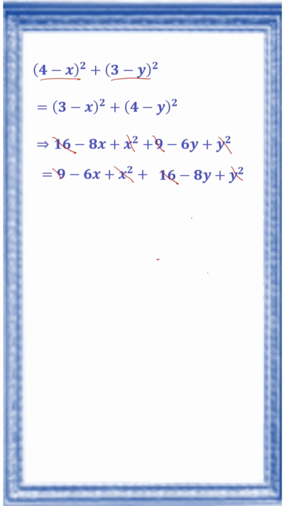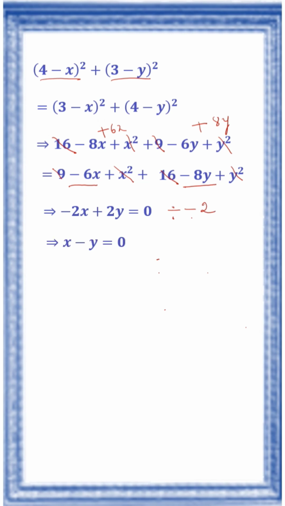Now transpose minus 6x to this side, means LHS plus 6x. Transpose minus 8y to this side, minus plus 8y. So it is equal to what? Minus 8x plus 6x, what is it? Minus 2x. Minus 6y plus 8y, what is it? Plus 2y is equal to 0. Let us divide it by what? Minus 2. Then it becomes x minus y is equal to 0. Hence proved.